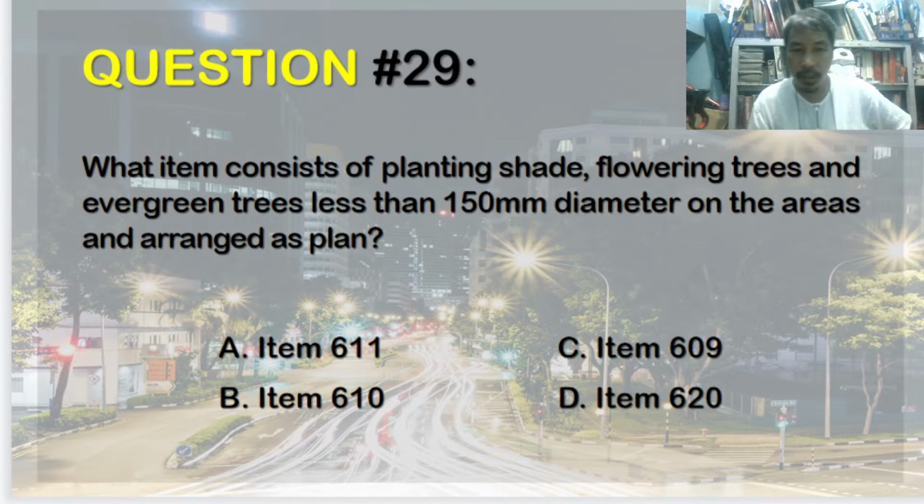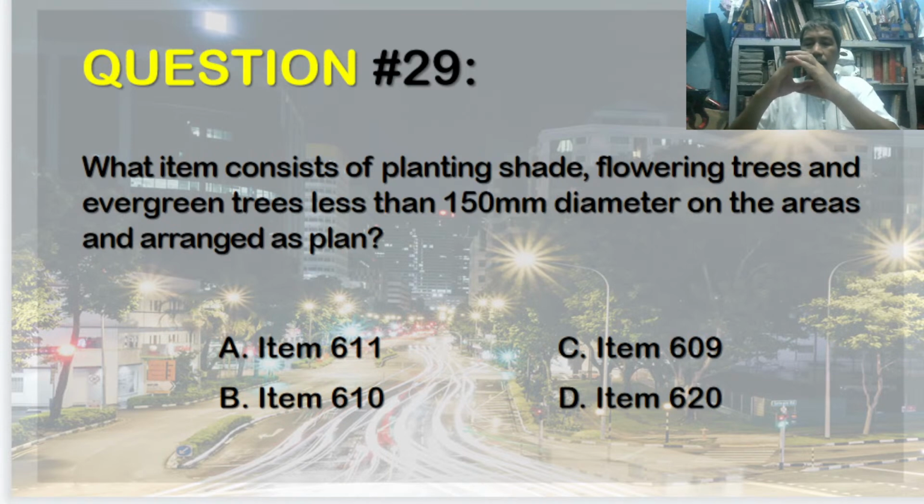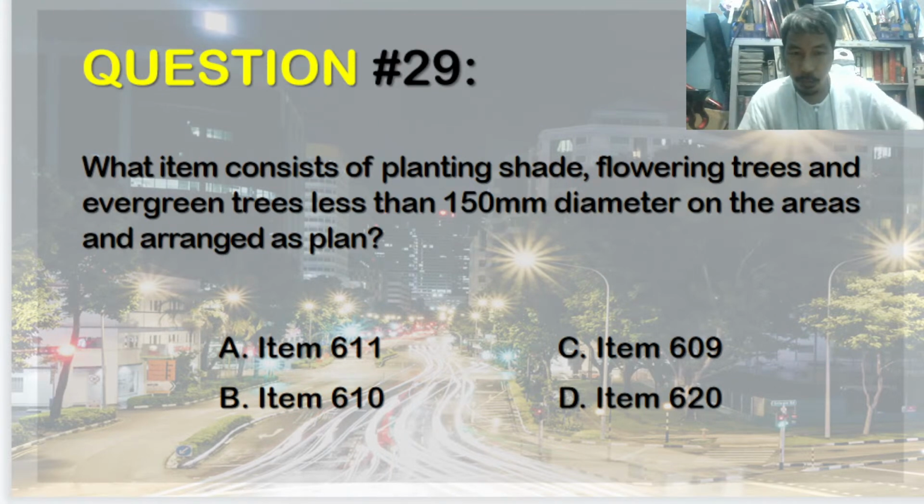Evergreen trees less than 150 mm diameter, those trees that are less than 150 mm diameter. So 150 mm diameter is a 6 inches diameter tree. Trees with this diameter or less, smaller trees than this. For larger trees, we have another item.